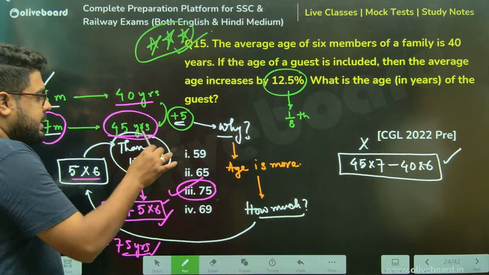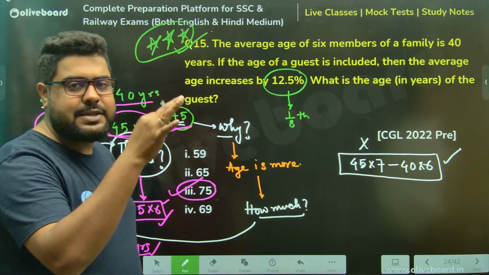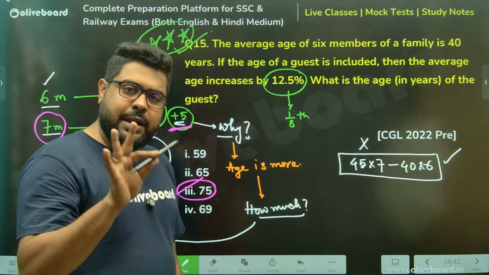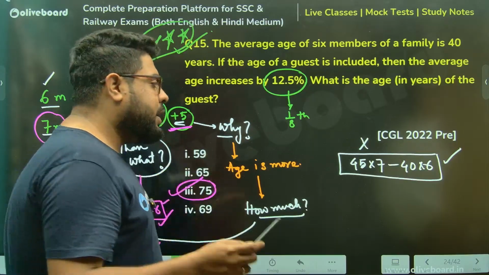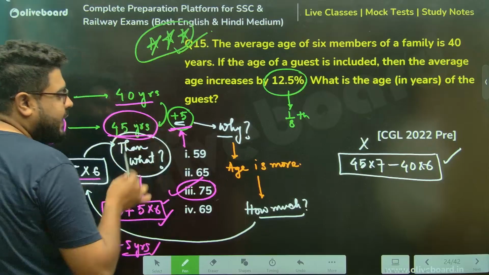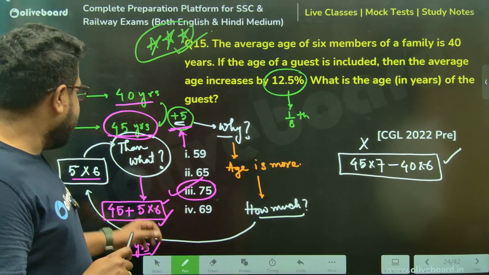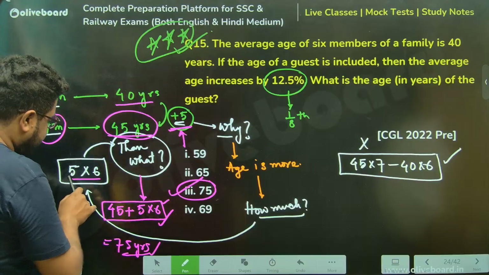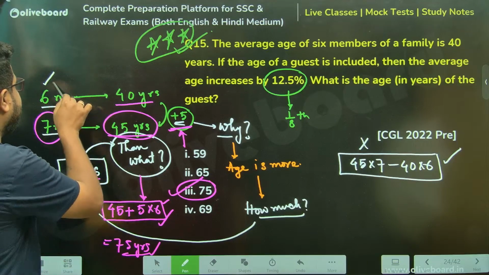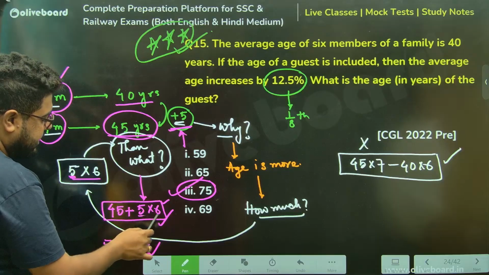Please understand, the average age is going up by 5 years after the guest is included, meaning the guest is older. Older by how much? Older so that he is causing an increment of 5 years to everyone other than himself, meaning all the other 6. That is 5 times 6, which is 30.